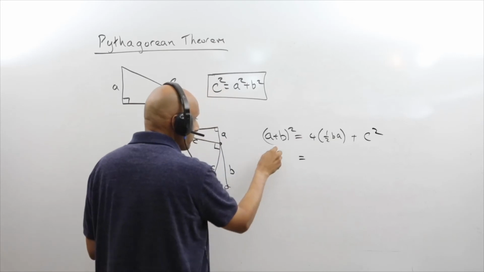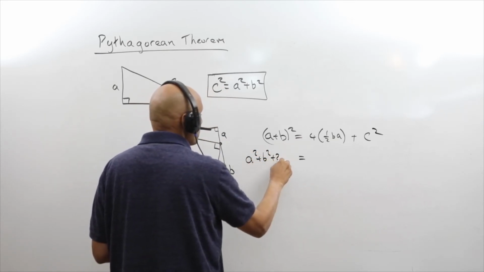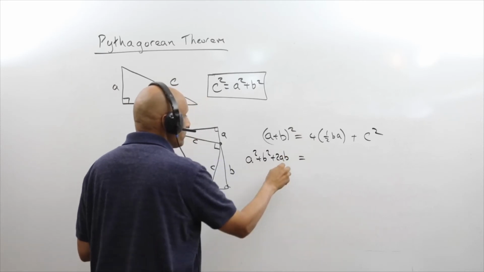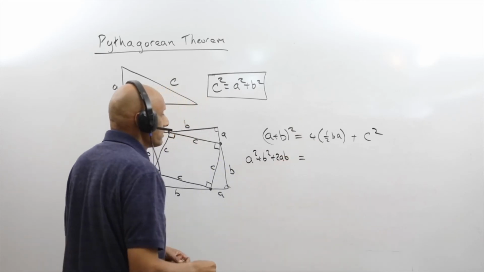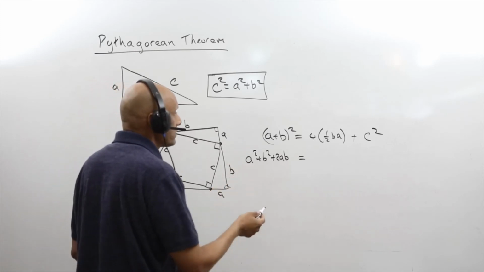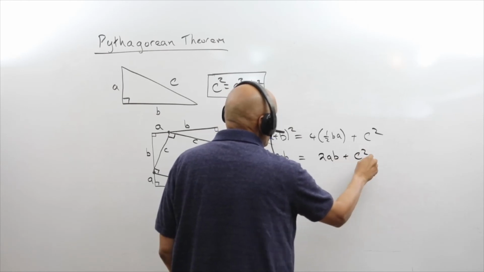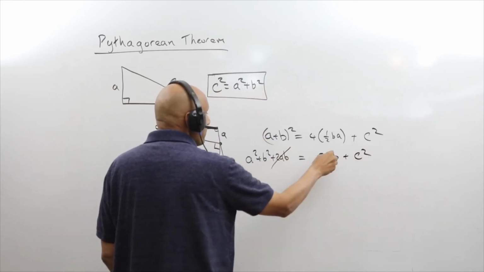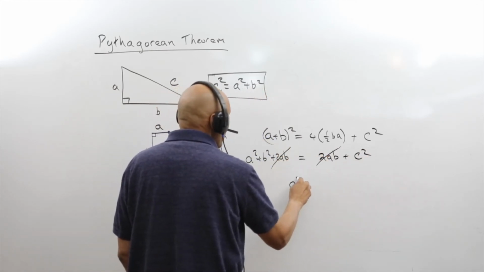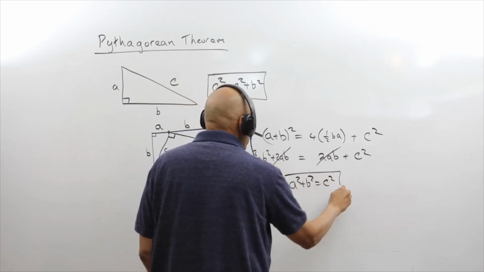So we can expand on both sides. This is really A squared plus B squared plus 2AB. Hopefully you remember how to expand using first, outer, inner, last, FOIL, if you want to call it. And then here is 2AB plus C squared. If you look carefully, this 2AB cancels, and we get A squared plus B squared is equal to C squared. So this is Pythagoras' theorem.